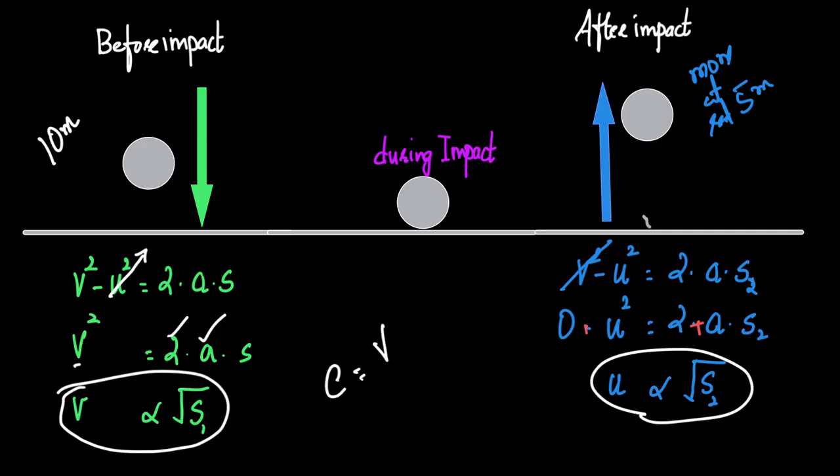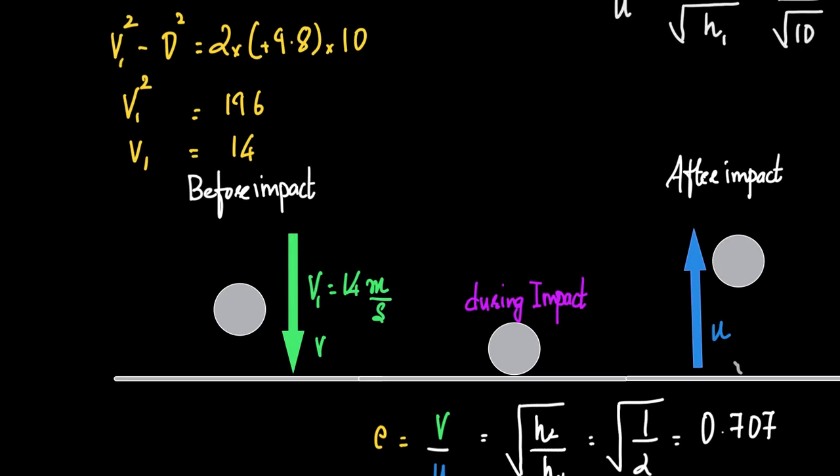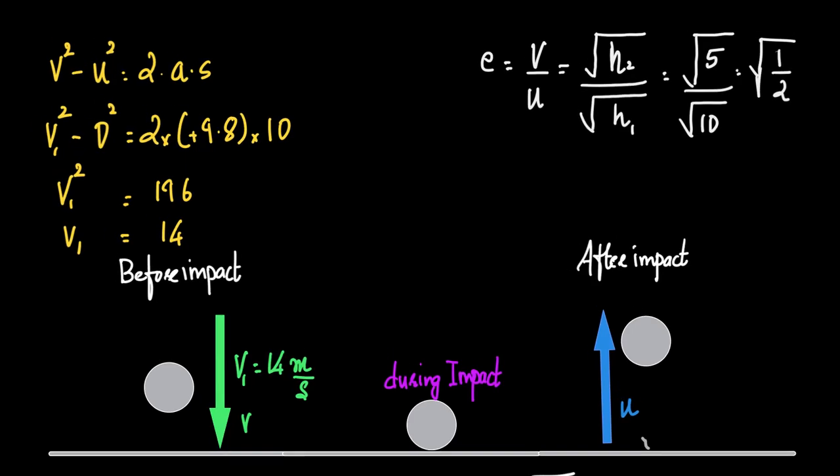What is e equal to? v by u. What is v proportional to? Root of s1. My bad. Okay. This is where the second part of confusion comes in regarding the choice of words here.